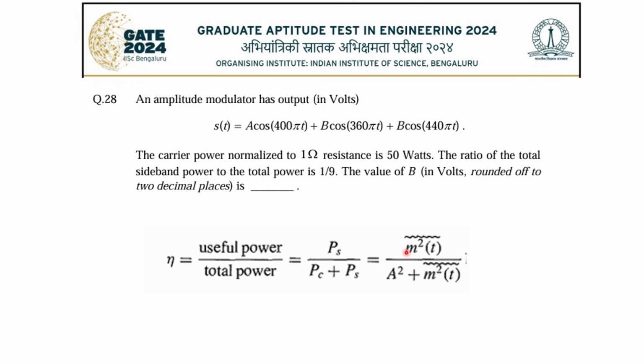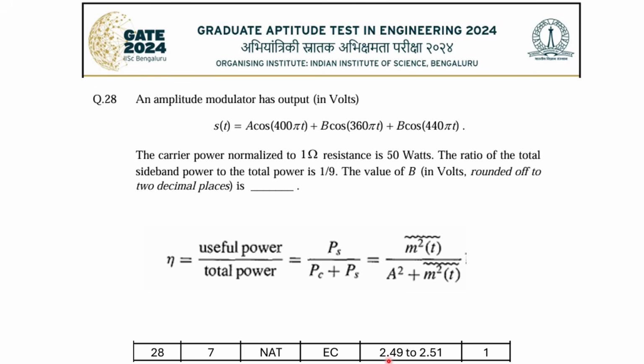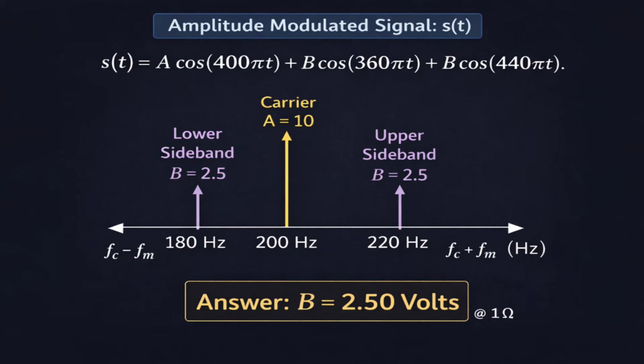So here m squared by 2 is the sideband for this one, and PC is for this one, and another sideband power is for this message information. As per the answer key, your answer should be in the range of 2.49 to 2.51. So let's see.